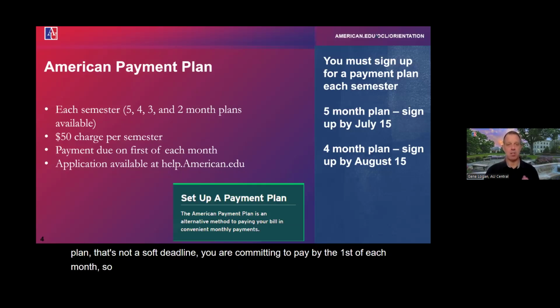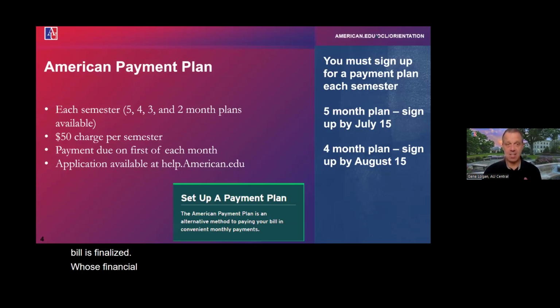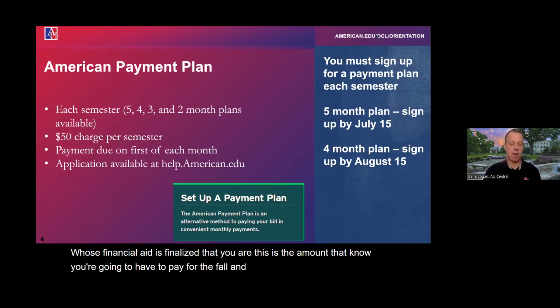So the payment plan is going to be for people whose bill is finalized, whose financial aid is finalized, that you are, this is the amount that you're going to have to pay for the fall, and you want to divide it up into 5, 4, 3, or 2 monthly payments.